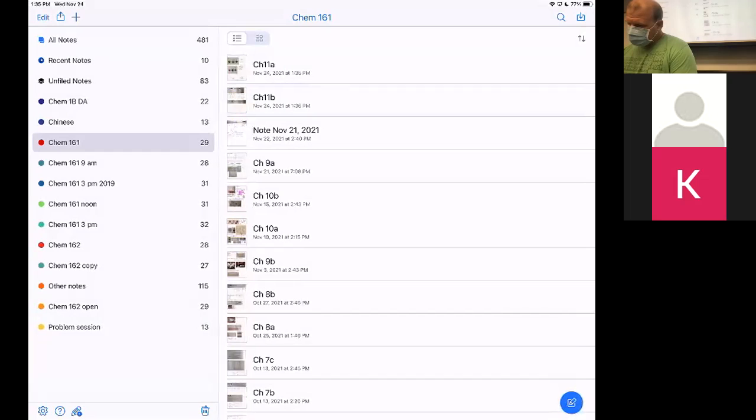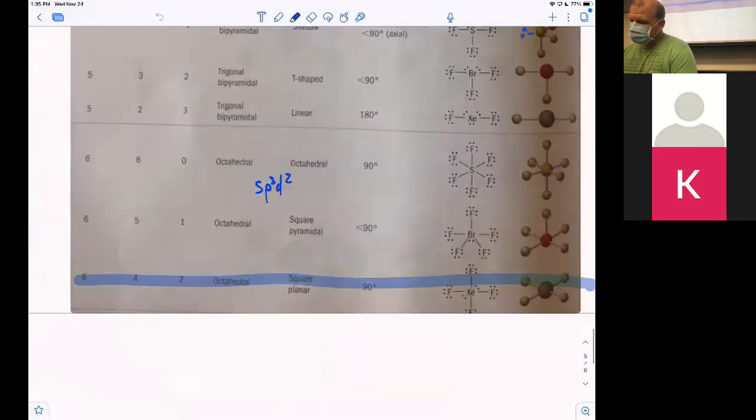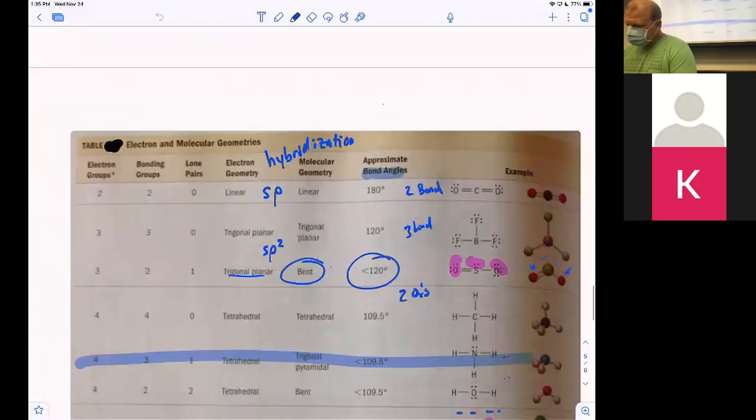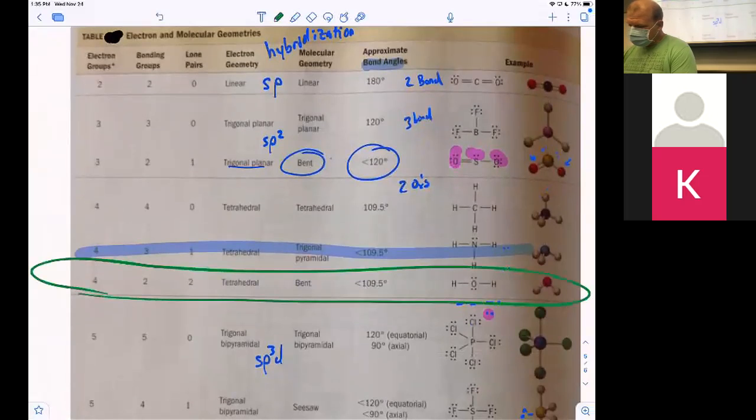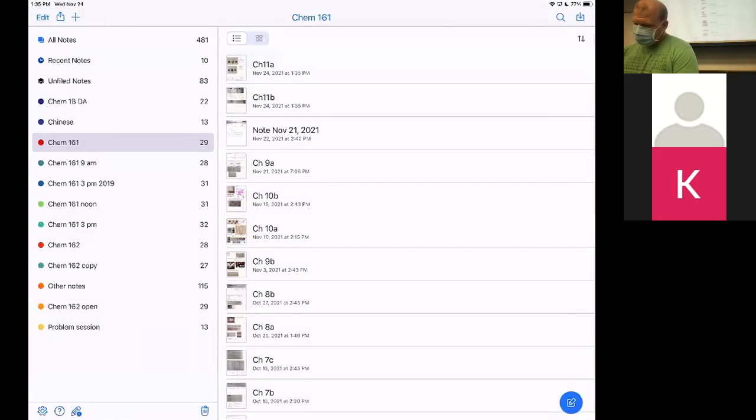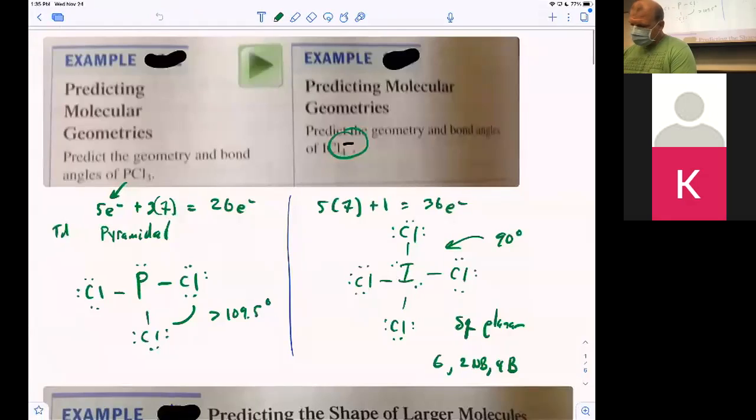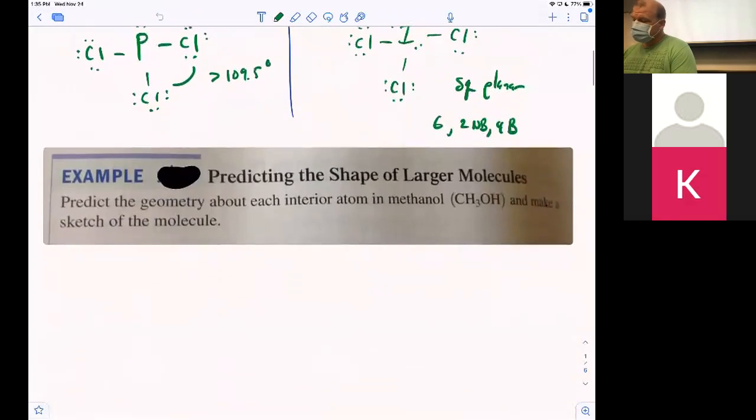Which one is water? It's bent. It's going to be right here. Tetrahedral bent. Okay, other questions?